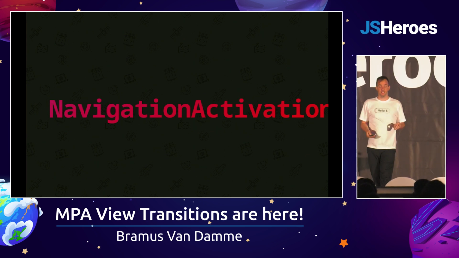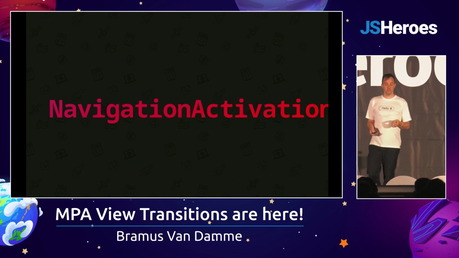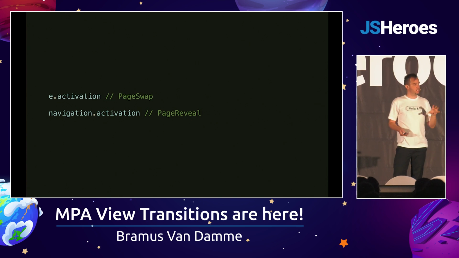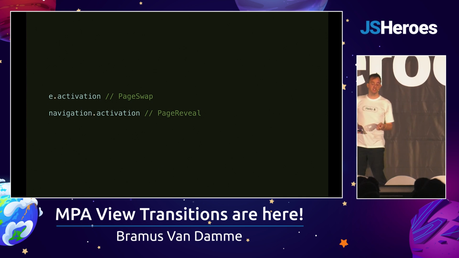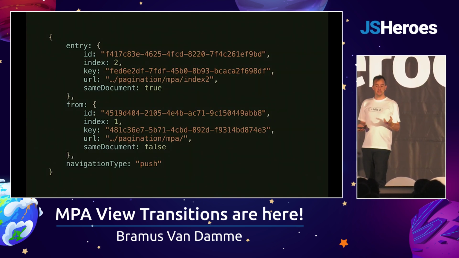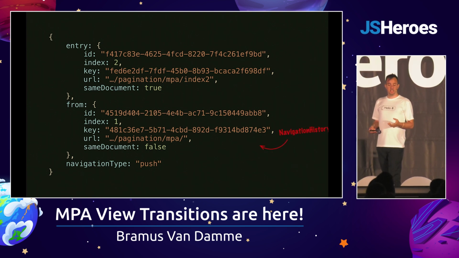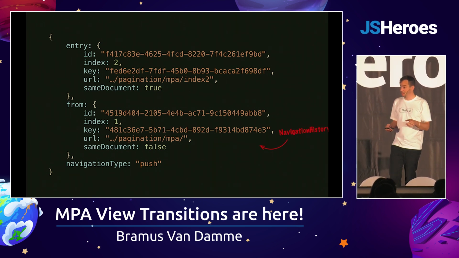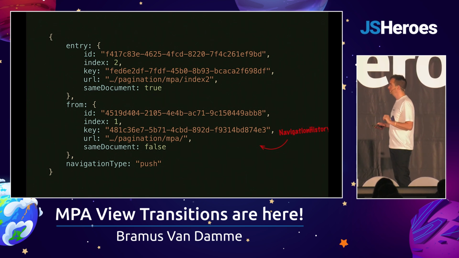Well, that's thanks to the navigation activation information. So on the page swap, on the old page, we have e.activation. It's a part of that event object that you get passed into the handler. And then on the new page, we have navigation.activation, which you can read. And the entries look something like this, which is basically navigation history entries from the navigation API, which is a great API, by the way. I can only recommend it to you.